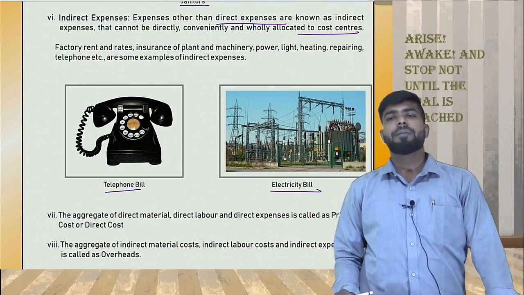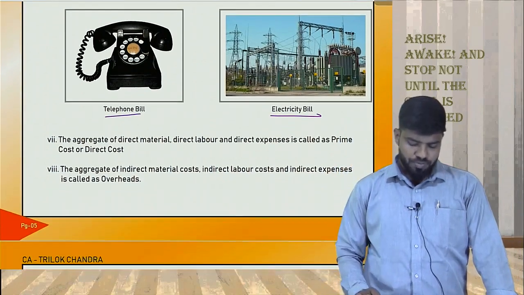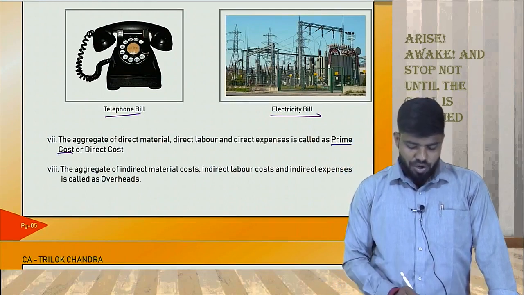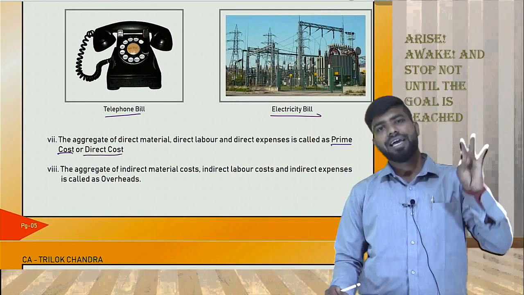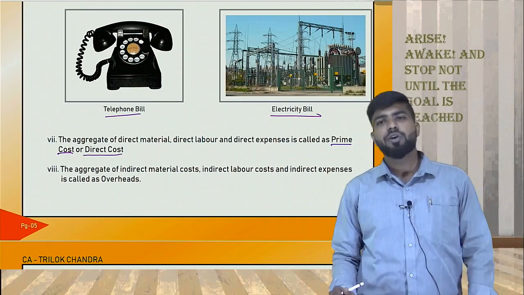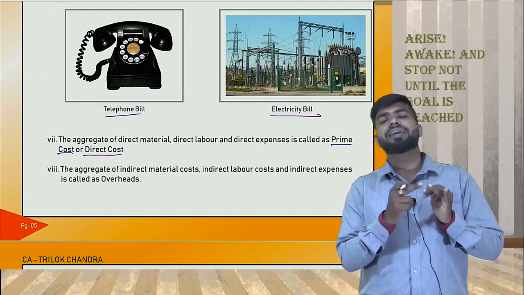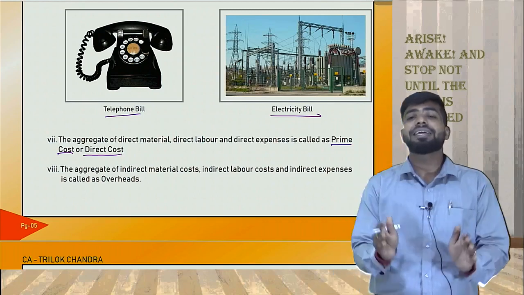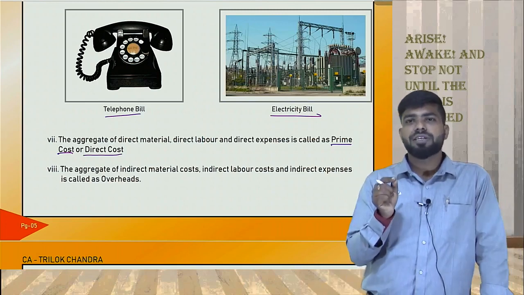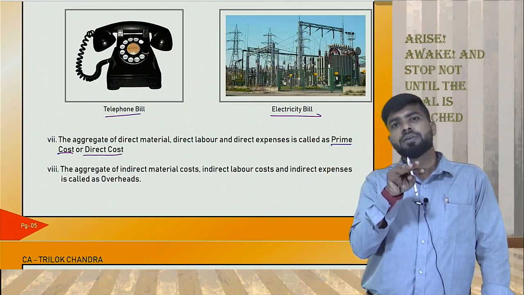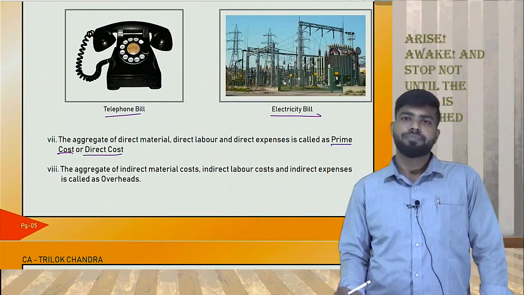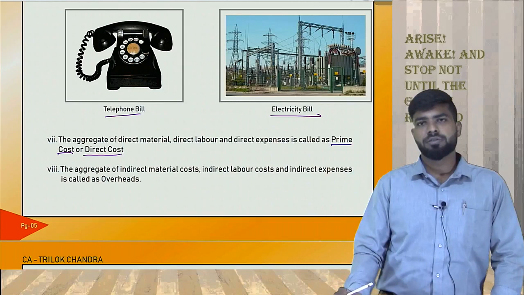Okay, this is about manufacturing cost. Here I have given the point: the aggregate of direct material, direct labor, direct expense is called prime cost or direct cost. Why are we calling it prime cost? Because without material, labor, expenses we cannot produce the product. Primarily we require material and labor to produce the product. Correct? So these three elements are the prime elements required for the manufacturing of the product. So we call it the prime cost.